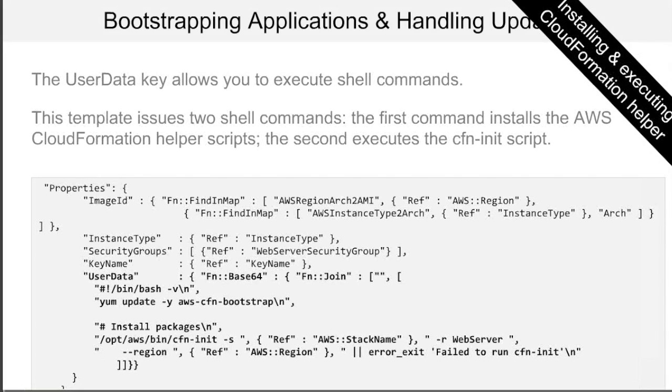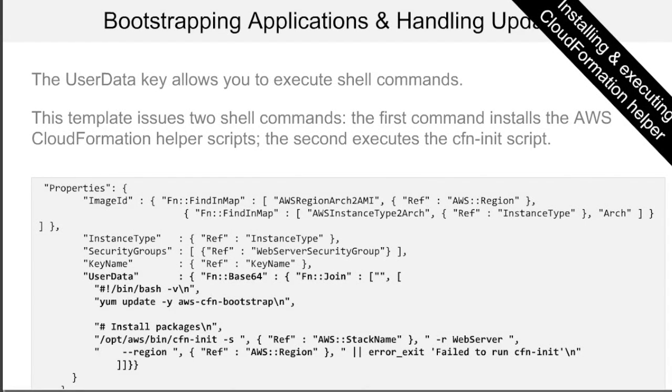Bootstrapping helper scripts. In order to bootstrap the helper scripts themselves, you need to embed the stuff that you can see in bold in this CloudFormation template into your templates. So this will install the CloudFormation helper scripts with that yum update command that you can see there.